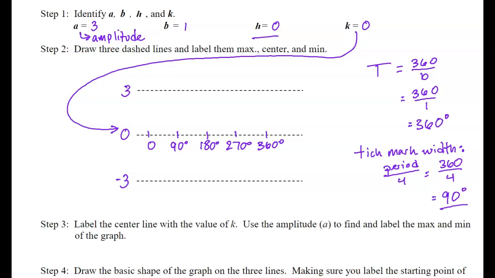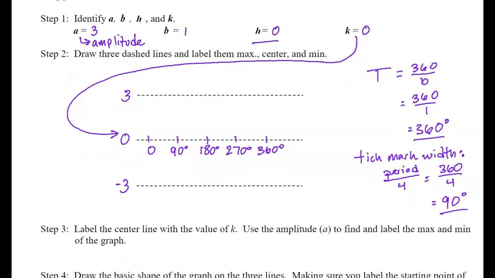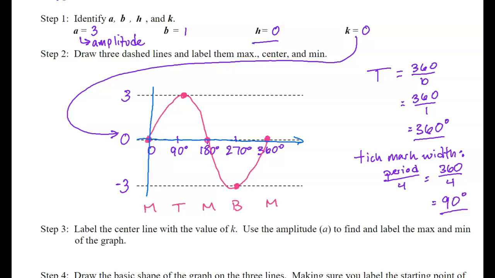We know that we need to stop at 360 because that is our period length, the length of a full wave. All you're ever going to draw is these 5 tick marks with different numbers on them. And I know this is a sine graph, and sine has the pattern middle, top, middle, bottom, middle. So I'm going to plot those points: middle, top, middle, bottom, middle. Connect the points. Draw your x and y axis. My y-axis is through 0, my x-axis is through 0, and you're done.